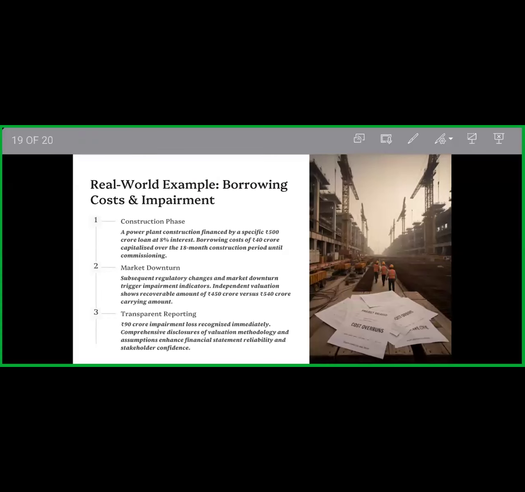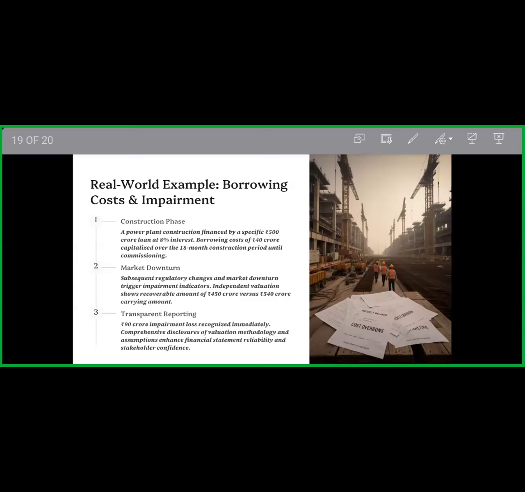impairment. Okay, so here one building is in the construction phase. The power plant is what we are actually constructing. In the construction phase, the power plant construction is financed with a 5,000 crore loan at 8% interest rate. Okay, so that means 500 crore raised by the power plant company at the interest rate of 8% for 18 months. So 500 into 8%, that is 40 crore, is your borrowing cost.